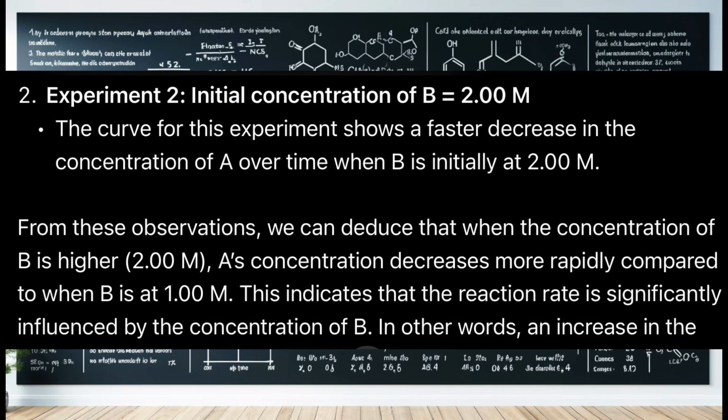2.0 mM. From these observations, we can deduce that a higher initial concentration of B, 2.0 mM, leads to a faster decrease in the concentration of A, indicating a higher reaction rate. Therefore, the concentration of B significantly affects the reaction rate.